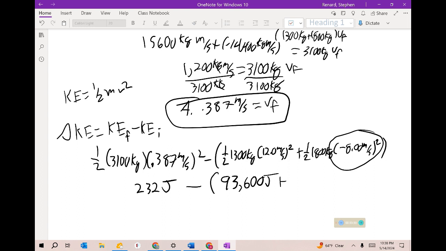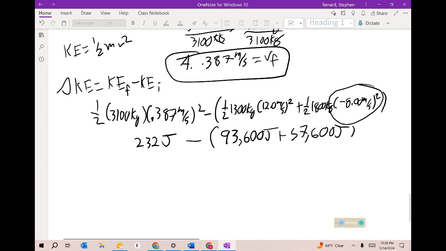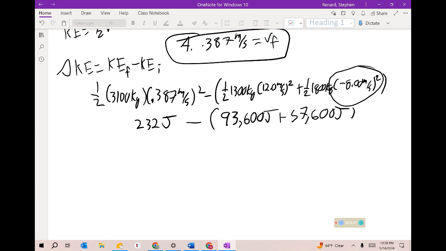plus the kinetic energy of Andy's. So we go 1/2 times 1,800 times 64. So that's 57,600 joules. So we end up with 232 joules when we started off with the entire system having 151,200 joules. So we go 232 minus 151,200, and we get a loss of 150,968 joules. Now, this was another problem that a lot of you guys had.